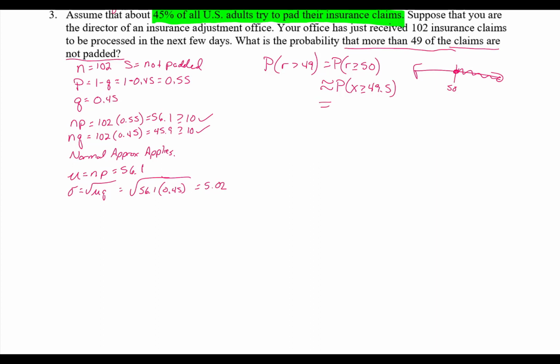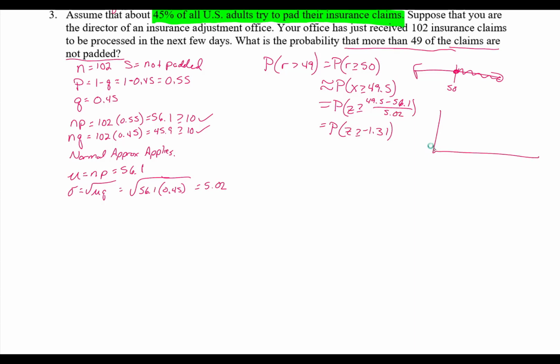And then now we're back to normal, so we just convert from normal to standard normal, going from x to z, using our z-score formula. So probability z is greater than or equal to our data value, which is 49.5, minus our mean, which is 56.1, divided by our standard deviation, which is 5.02. And so that's the probability that z is greater than or equal to negative 1.31.